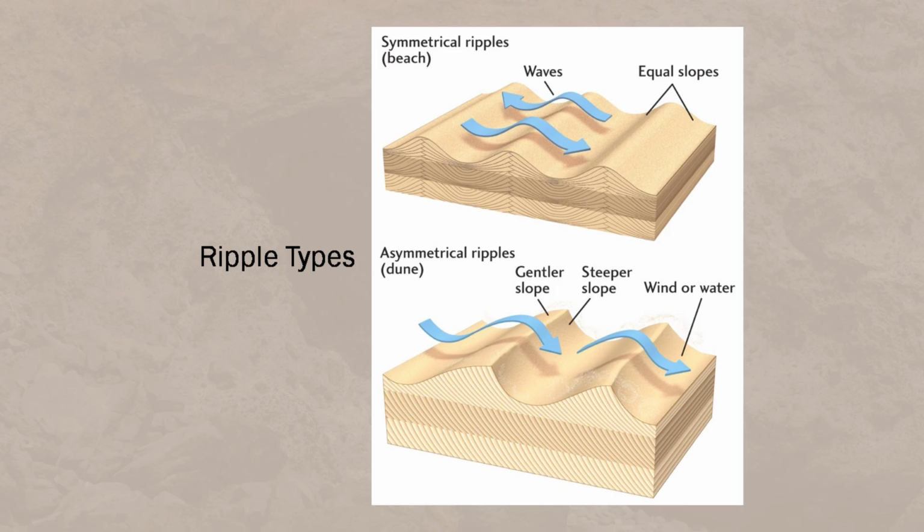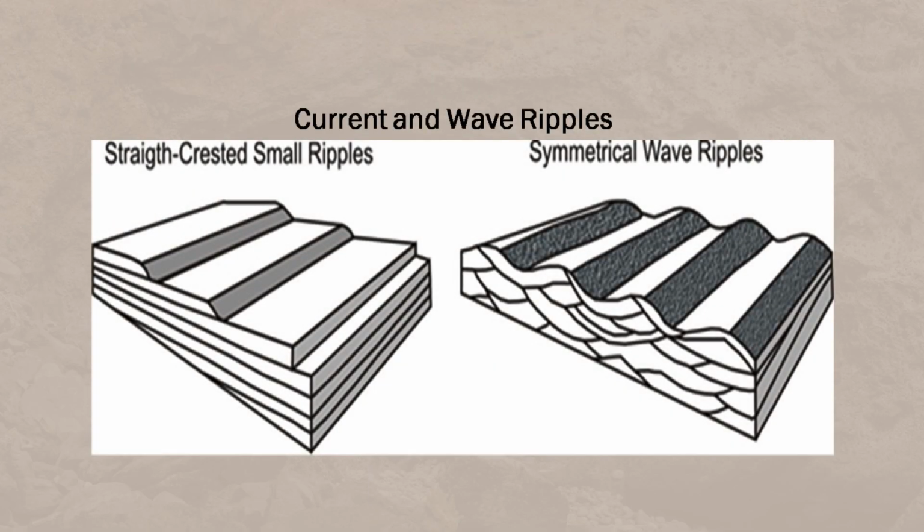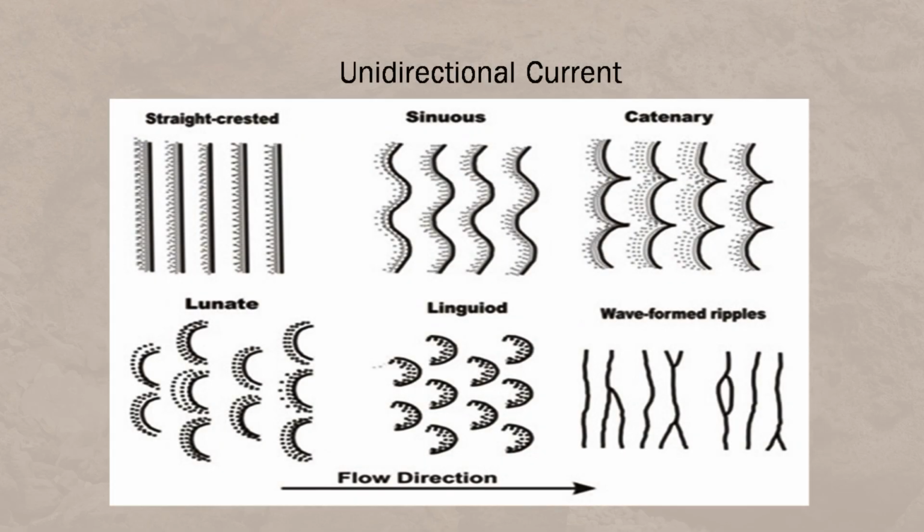The symmetrical ripples, which are normally found on beaches, or asymmetrical ripples found in the dunes. Here again, this is another diagram to show the difference between current ripples and wave ripples: straight crested small ripples and symmetrical wave ripples. When a current is flowing in one direction, you have a different type of crest. They are either straight crested, sinuous, or catenary, or they form lunate or linguoid, or wave form ripples.